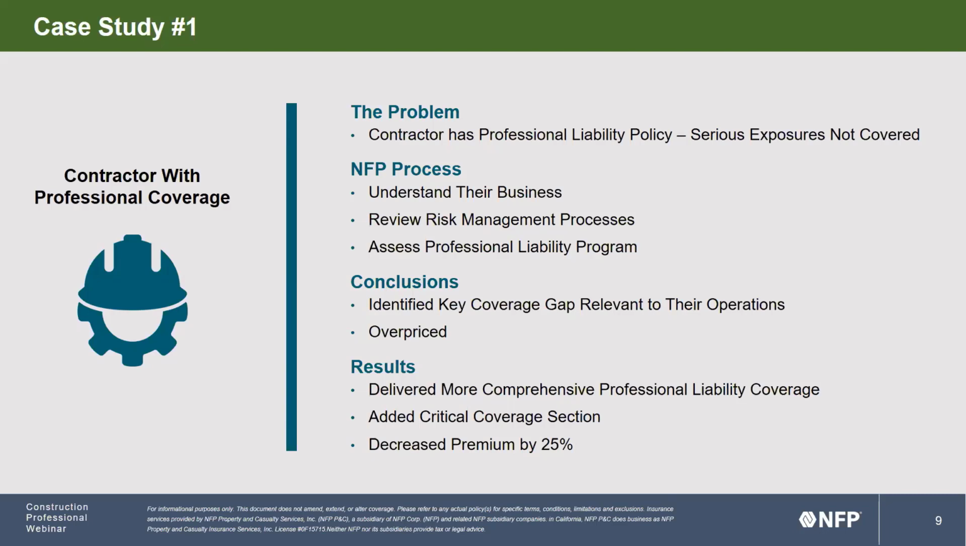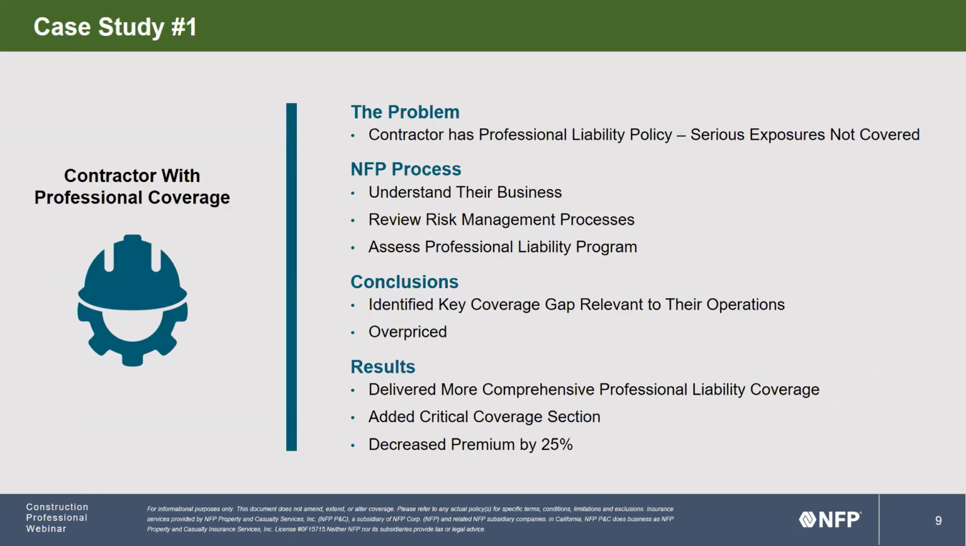In this case, there was a significant gap in their coverages relevant to their operations. We also identified a pretty substantial overpriced premium for this client. So we went out to the professional liability markets that we work with and got a few different options for them, all of which included the coverage sections that they needed. So we delivered a more comprehensive program that included additional coverage sections, and we decreased their overall premium by 25%.